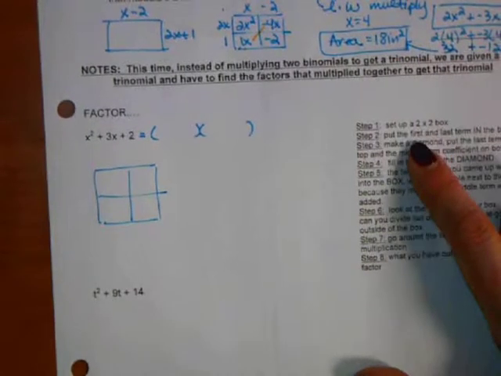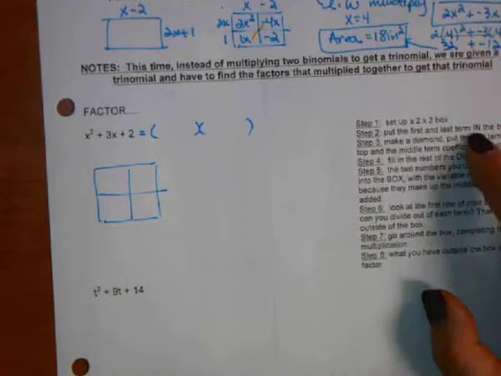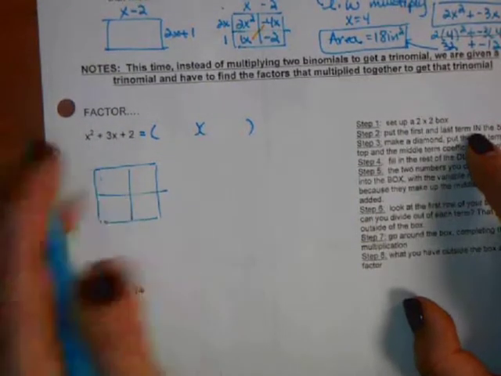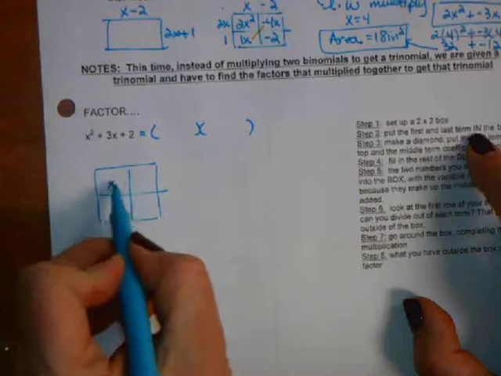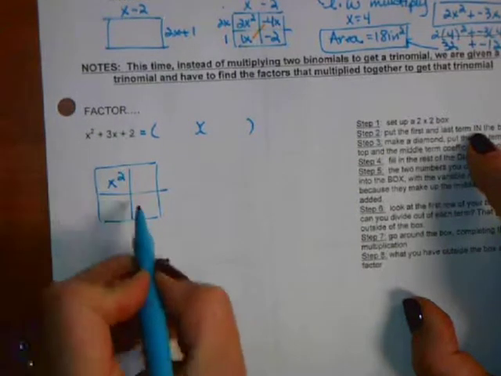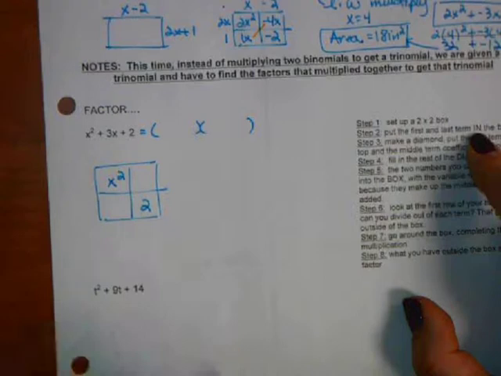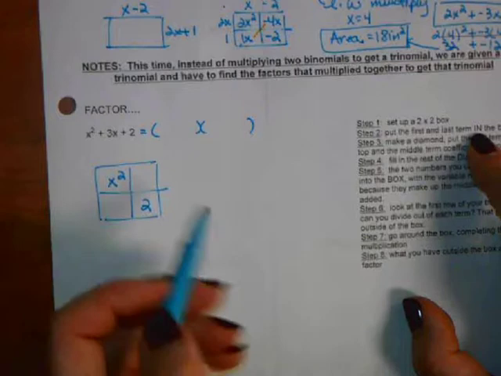You put the first and the last term in the box. This time we're starting inside the box. So the first term is x squared, and the last term is 2. So those go in the box. Then you make a diamond.